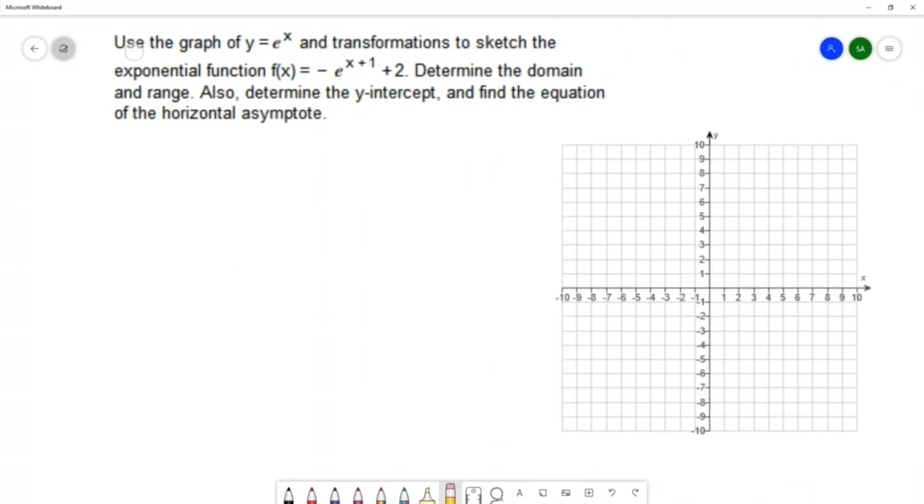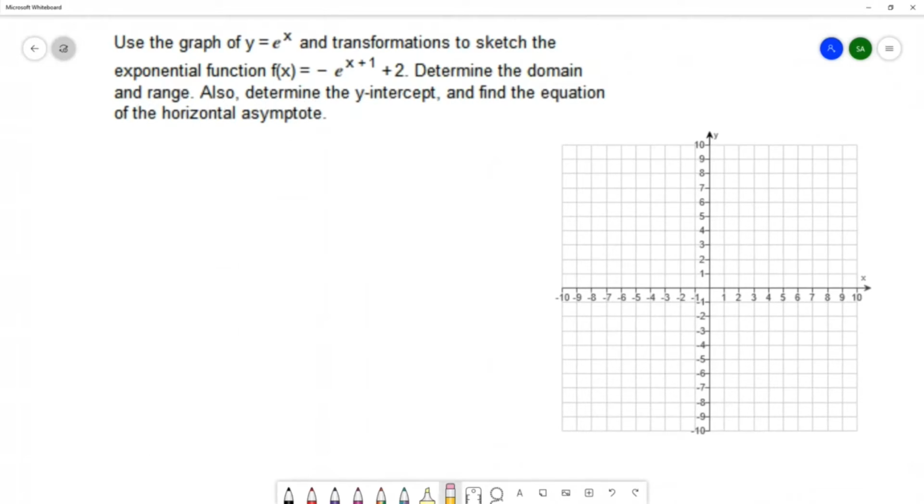On this question, we want to use the graph of y equals e to the x and the transformations to sketch the exponential function f of x equals negative e to the x plus 1 plus 2. Determine the domain and range, and also determine the y-intercept, and find the equation of the horizontal asymptote.